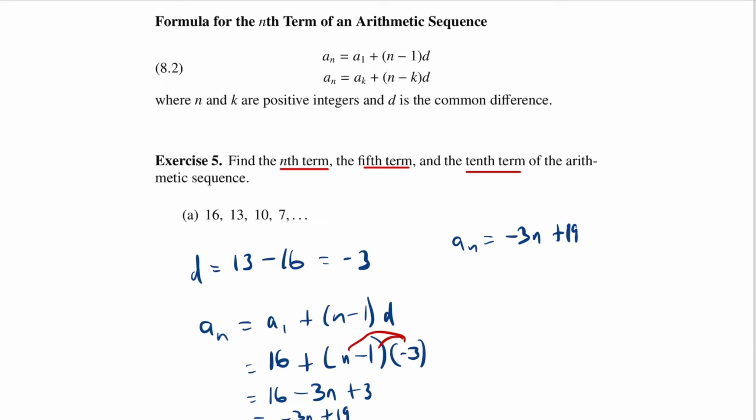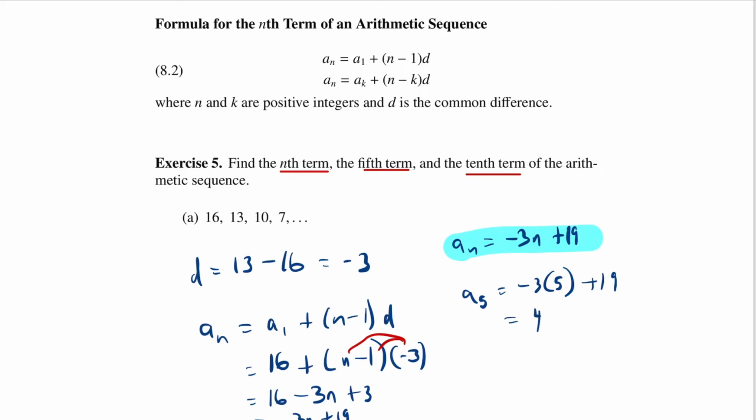All right, let's use it to find the 5th term. We're going to plug in 5 for n. That's going to be -15 plus 19, which is 4. That makes sense because if you subtract 3 again, you're going to get 4. Now let's find the 10th term. Substitute 10 for n, and you get -30 plus 19, which is -11. So that is the 5th term and the 10th term.